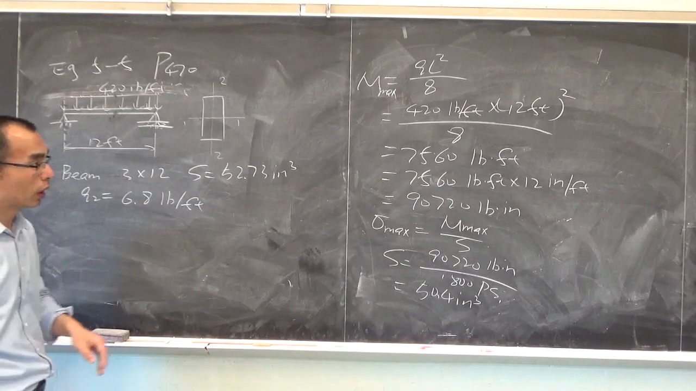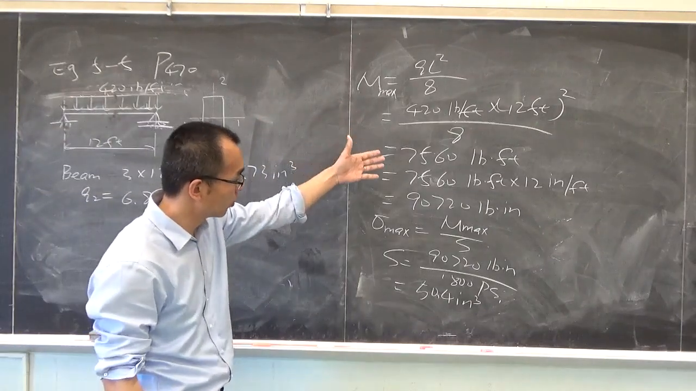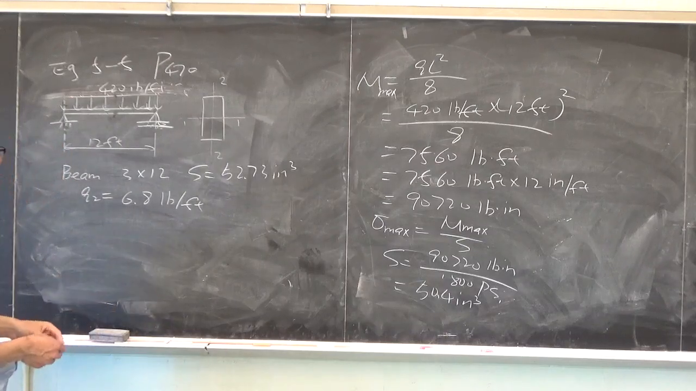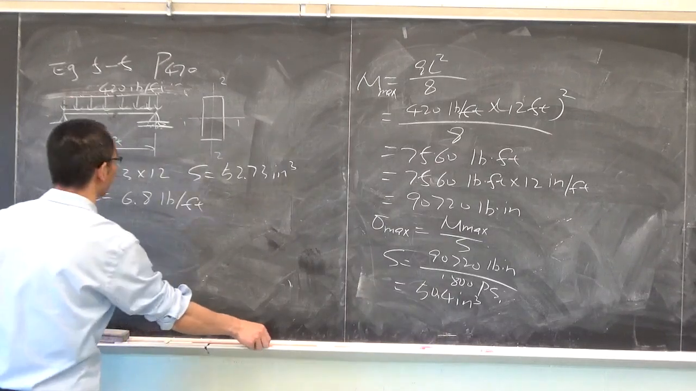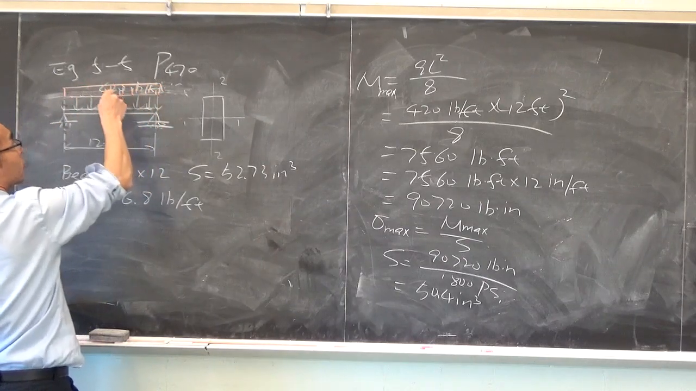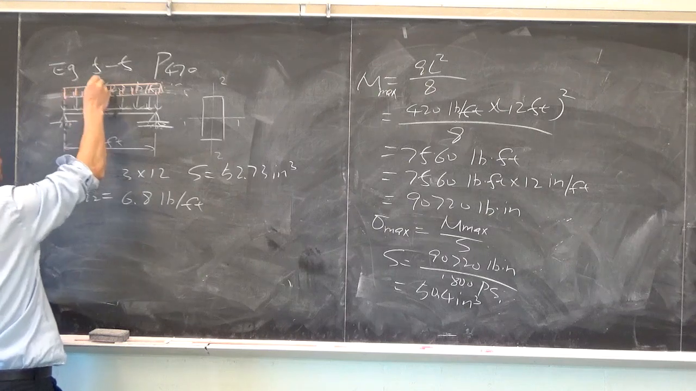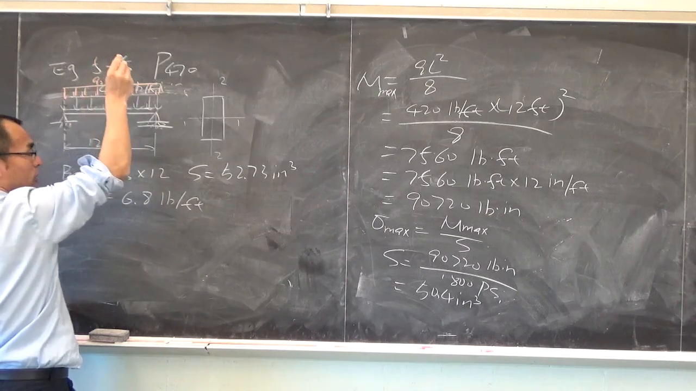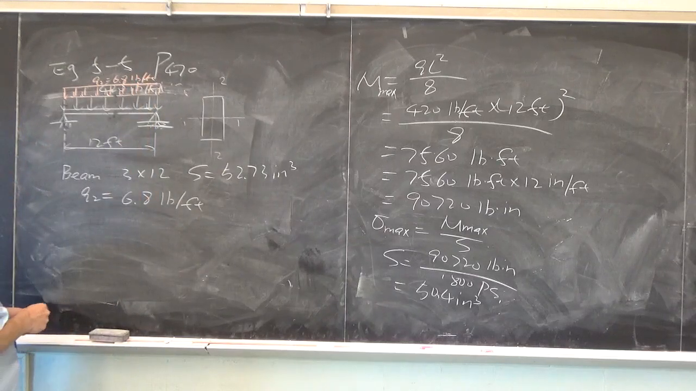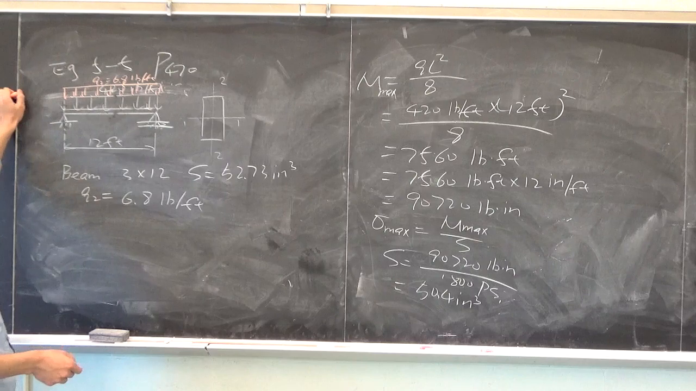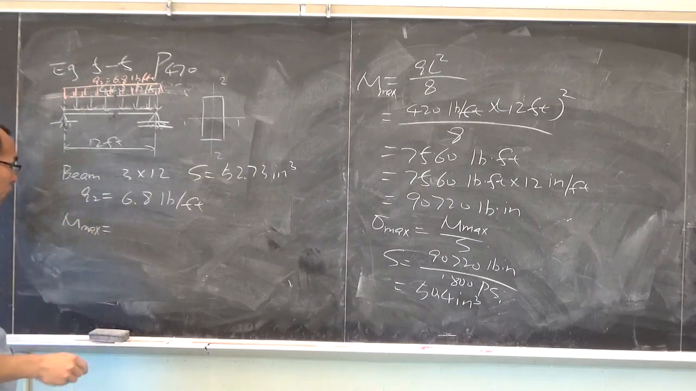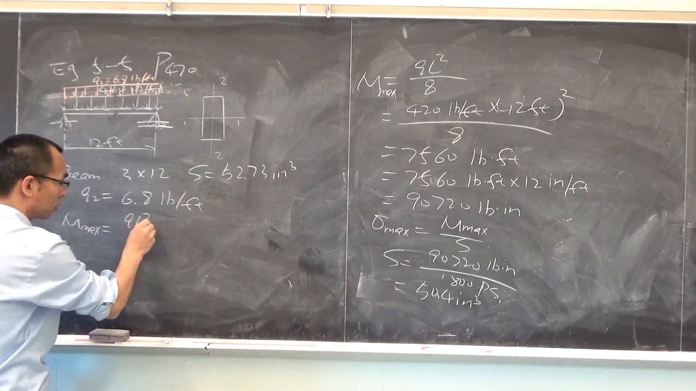Okay, so once we have this maximum bending moment, you get the section modulus. Then you select the beam, then you have the load intensity. That means, okay, we have a new load, right? This q2 is 6.8 pounds per foot, right? Now, okay, still it's a uniformly distributed force. So now the maximum bending moment, the location will not change, right? So it will be qL squared by 8.